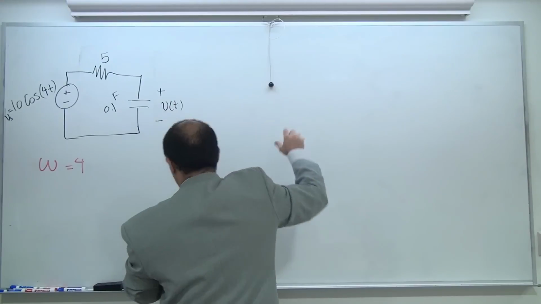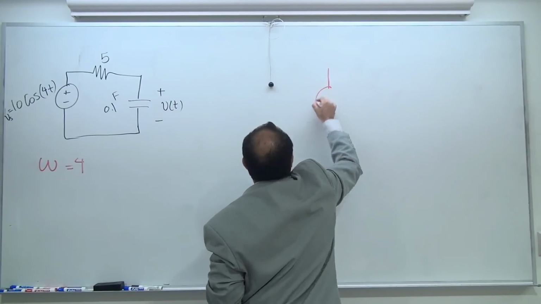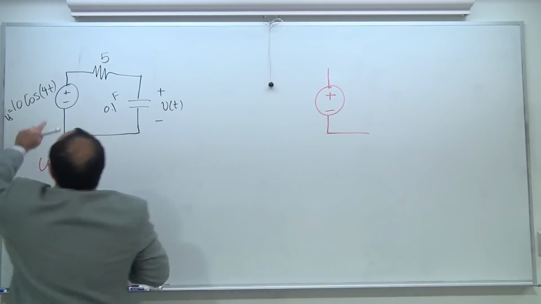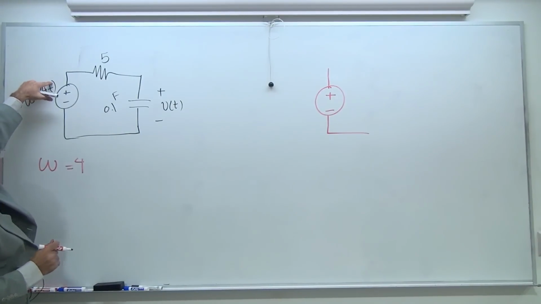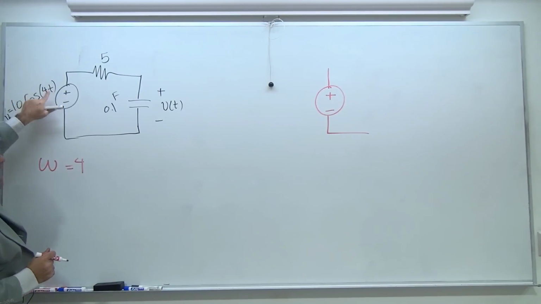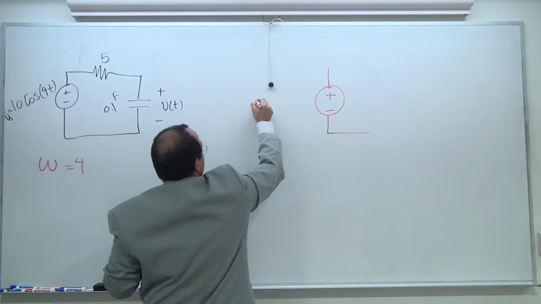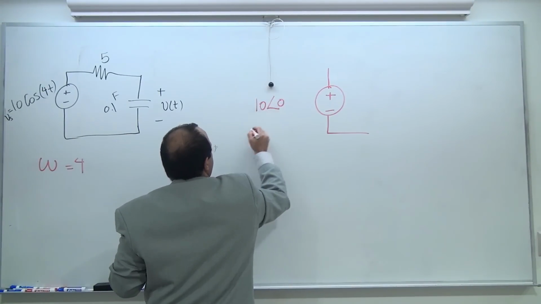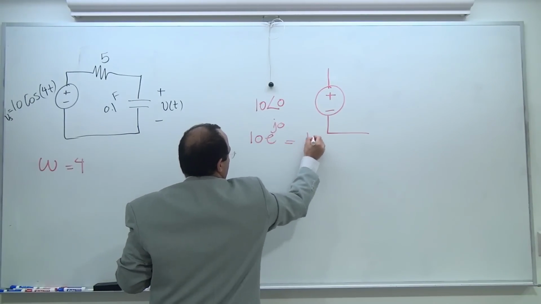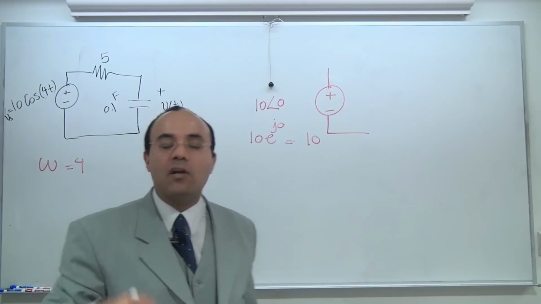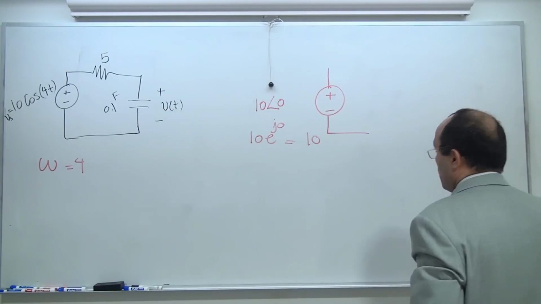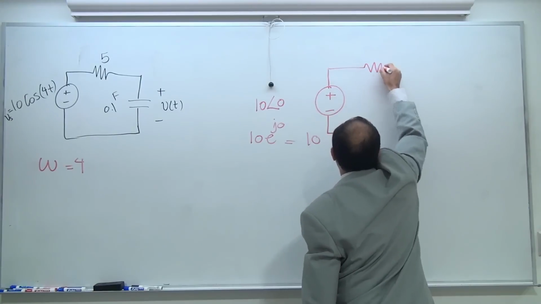Let's take this to the frequency domain. What happens to my source? There is no phase shift. The phi is 0. Because the phi is 0, this is 10 angle 0. You can say this is 10 e to the power of j0. You can say this is actually 10 in frequency domain, because my phi is 0. It's given this way. A resistor is going to be a resistor.